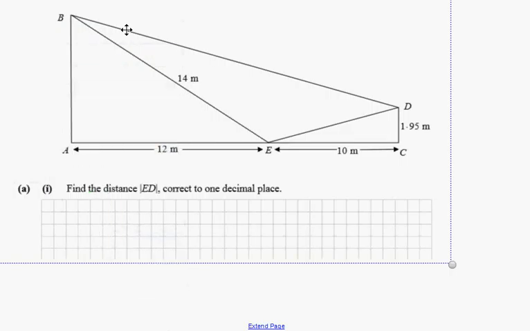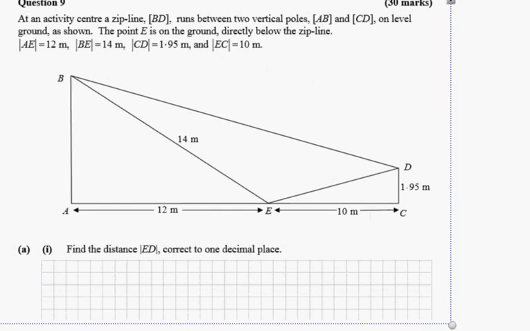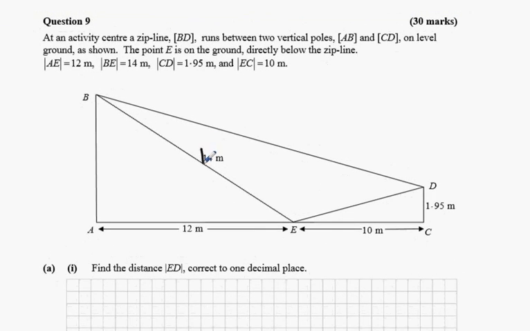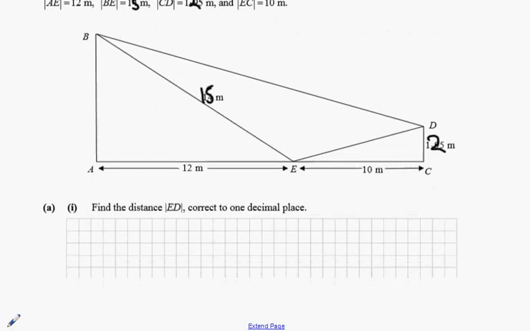Okay, there's one or two little modifications on this question. If you just call them out again, I think we changed that to 15, didn't we? What else did we do? We changed that to 2 meters, was it? So that's 2 meters, and the other one is 15. Okay. Find the distance ED correct to one decimal place.